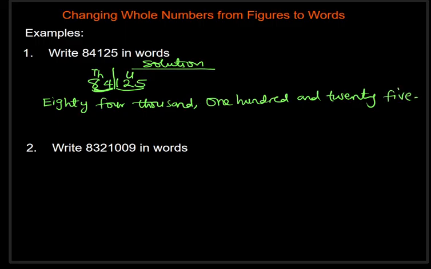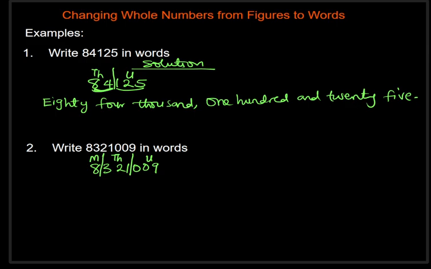Okay, so the second one, 8,321,009. Okay, let's see. So this one, there's something left. This will give us the unit family. This is the thousand family, and this is the million family. So what do we have there?